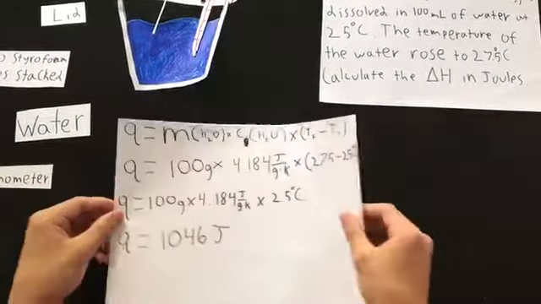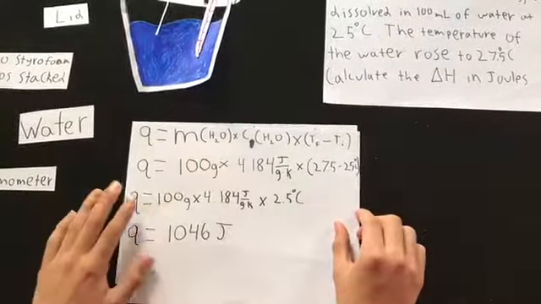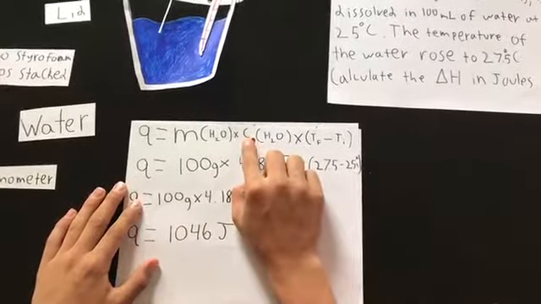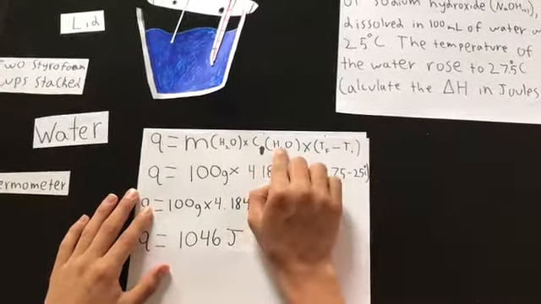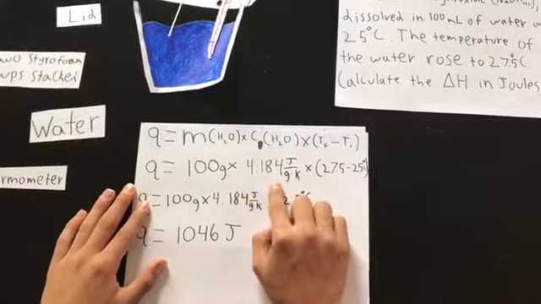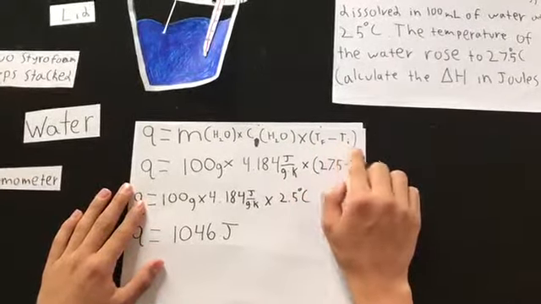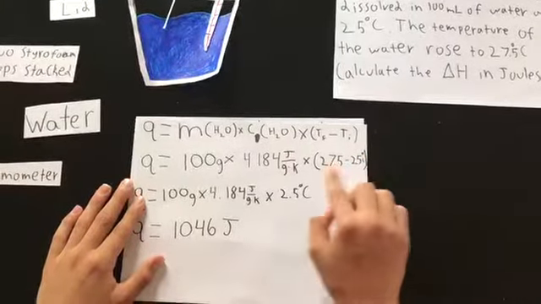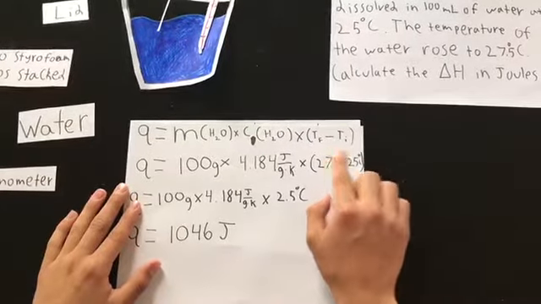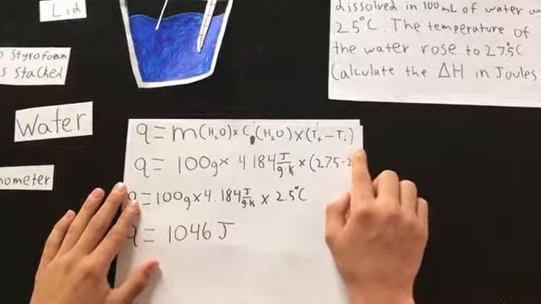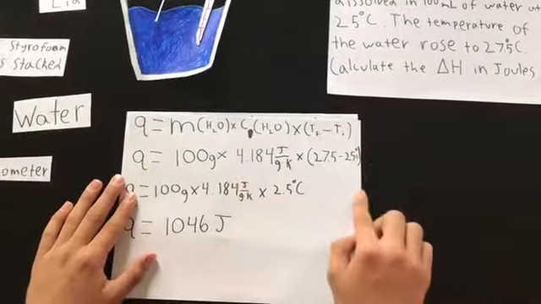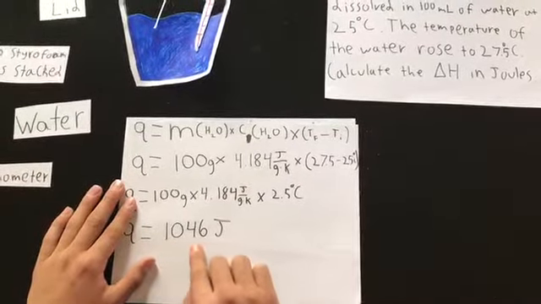So to solve Q, you will have mass of H2O, which is 100 grams, C, which is the specific heat of the water, which is 4.184, and T of F, which is final temperature, minus T of I, which is initial temperature. In this case, 27.5 degrees Celsius is the final, and 25 degrees Celsius is the initial. When you multiply it all together, you have 1,046 joules.